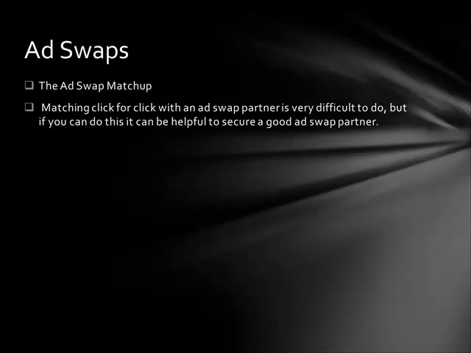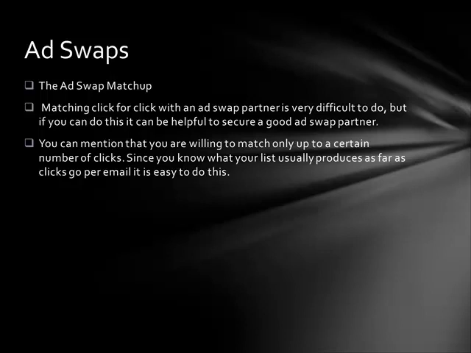Now the ad swapping matchup, I want to talk about this for just a little bit. Matching click for click with an ad swap partner is very difficult to do. But if you can do this, it can be helpful to secure a good ad swap partner. You'll basically get known by people. If somebody says, I'll give you 1,000 clicks, and then you match that 1,000 clicks. Sometimes it's a little bit hard to do. You might have to send out 2 or 3 times. But if you can get to the point where you are matching click for click, your name's going to get out there and you're going to become a good ad swap partner.